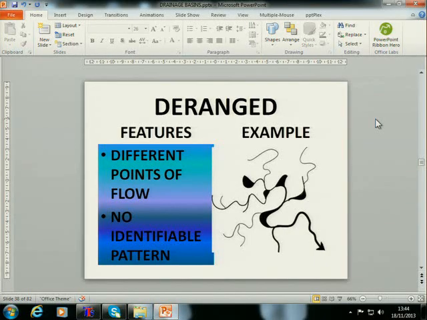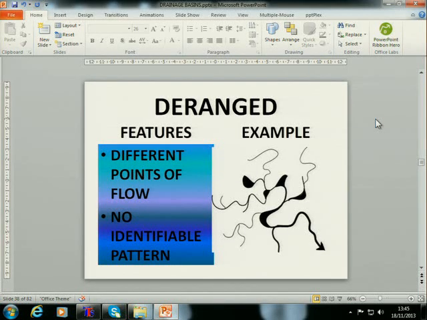There is no identifiable pattern, but if you look on the right-hand side, you will see that there are different streams flowing towards different places of gathering. So those black spots there are dams or lakes that gather the water as the water flows down. Compared to a dendritic pattern, it doesn't fit. Trellis doesn't fit. Rectangular doesn't fit. Radial and centripetal don't fit the features.